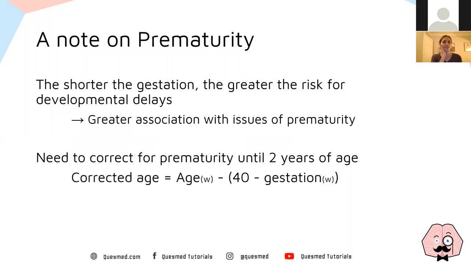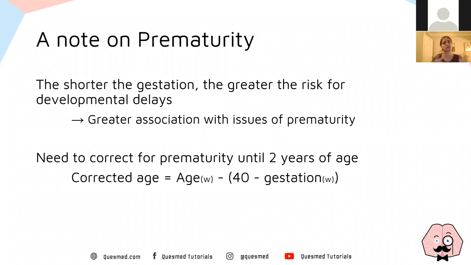I've kind of covered this already just now, but just to talk about prematurity, obviously, the more severely premature a baby is, the greater the risk is for developmental delay. And that is why, when we talk about premature babies, they'll be followed up lots, they'll be in neonatal clinic for a really long time, not just for whatever issue they might have had with prematurity, but also to check their development. And up until 2 years of age, we correct for prematurity.